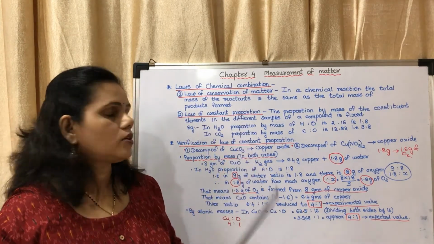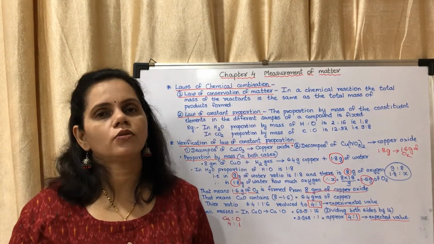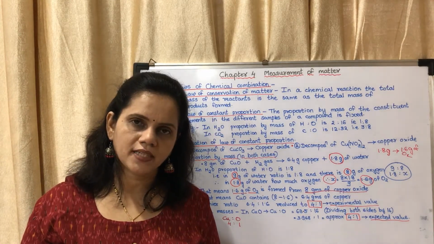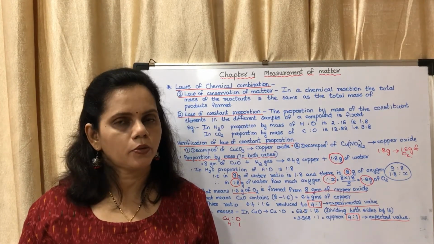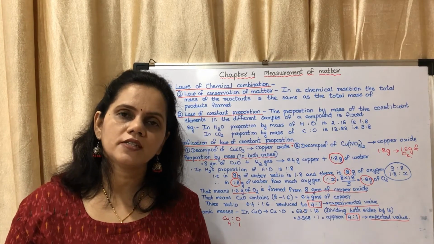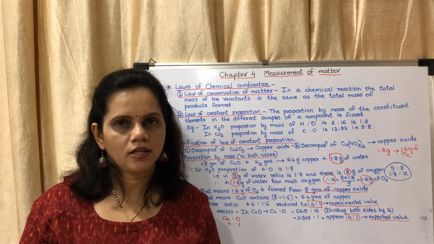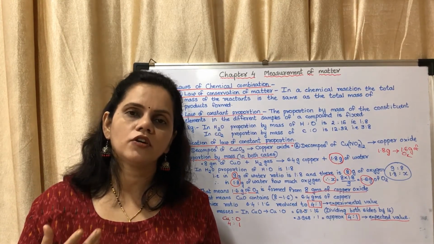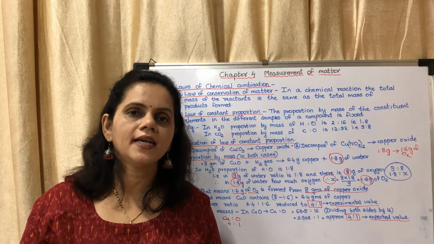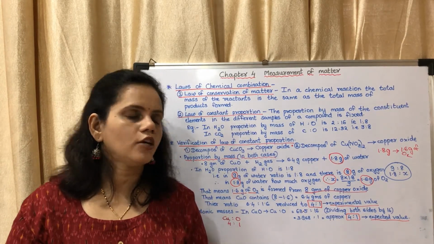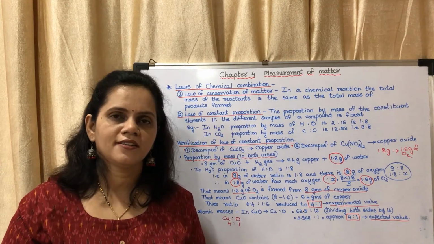So these are the two laws of chemical combination. What are the two laws? Law of conservation of matter and law of constant proportions. Who put forward the law of conservation of matter? It is Antoine Lavoisier. And the law of constant proportion was put forward by J.L. Proust. Okay, you may copy this in your notebook.